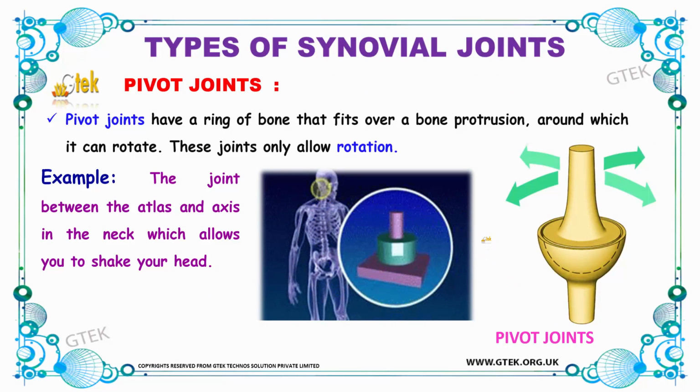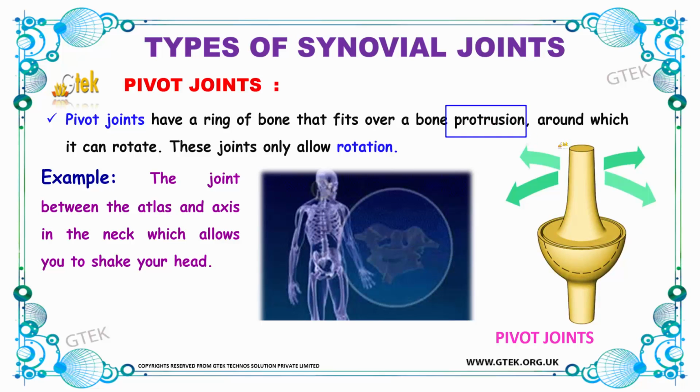Our next type of synovial joint is the pivot joint. A pivot joint has a ring of bone that fits over a bone protrusion, around which it can rotate. So your protrusion is nothing but the projected portion of the bone around which your ring bone rotates. So these joints allow rotation.